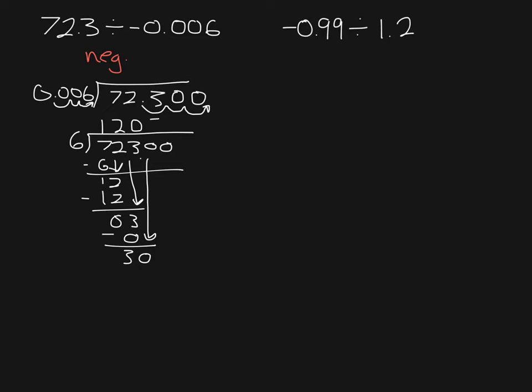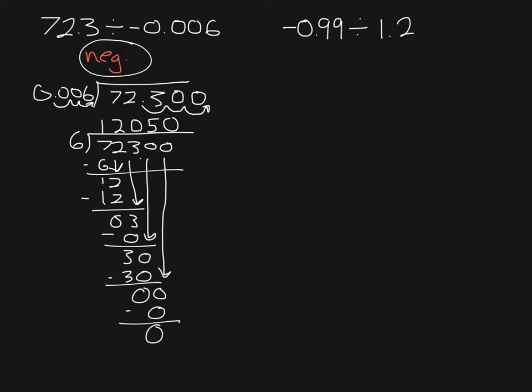6 goes into 35 times. 5 times 6 is 30. We subtract there. I get 0. Bring this 0 down. 6 goes into 0 0 times. 0 times 6 is 0. We subtract, we get 0. Because we get 0 here, we're out of numbers up here to bring down, so we're done. Our answer is going to be negative, so we get negative 1, 2, 0, 5, 0. That's our answer.